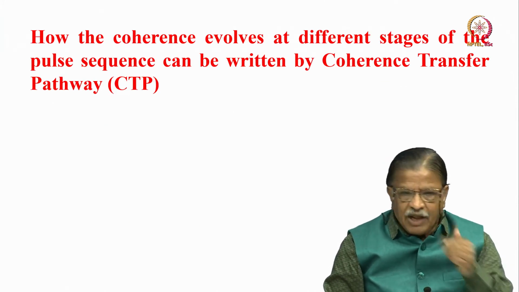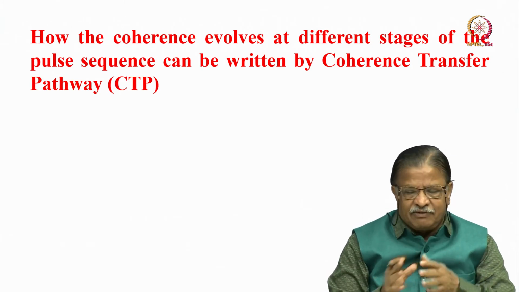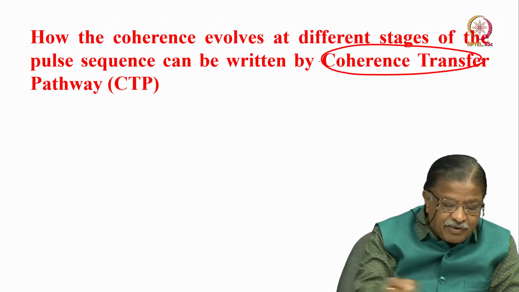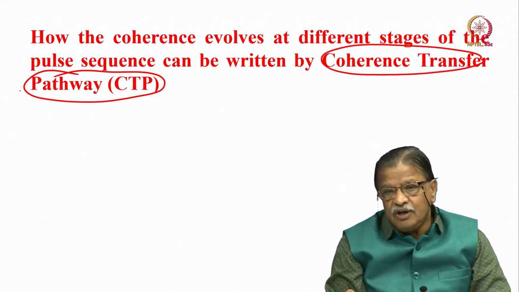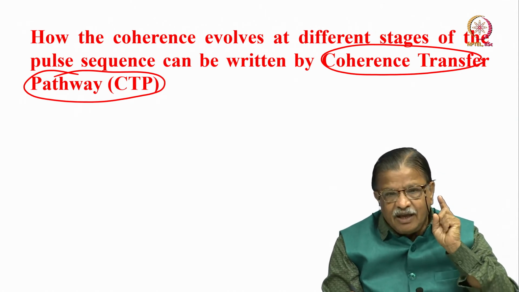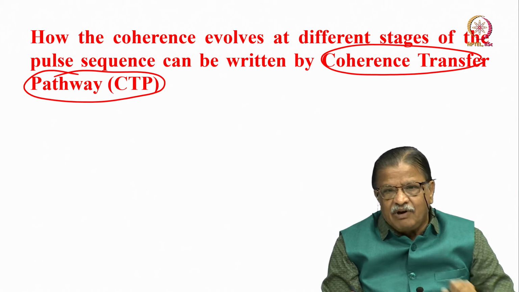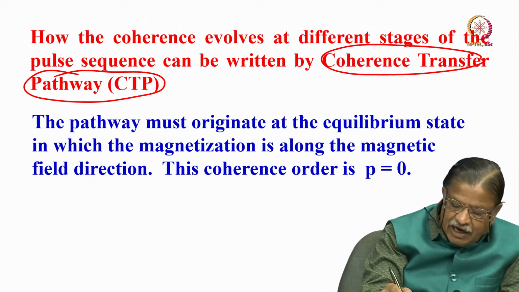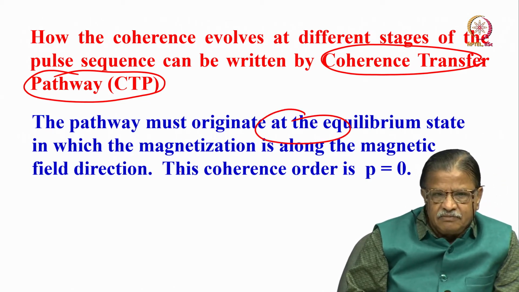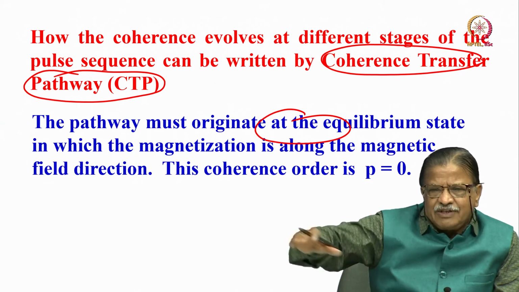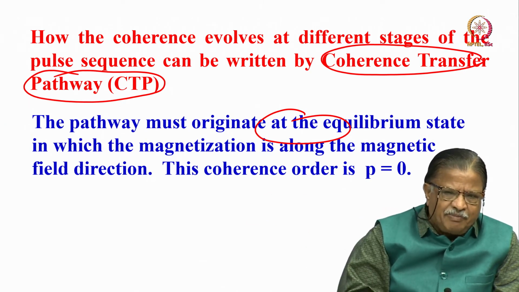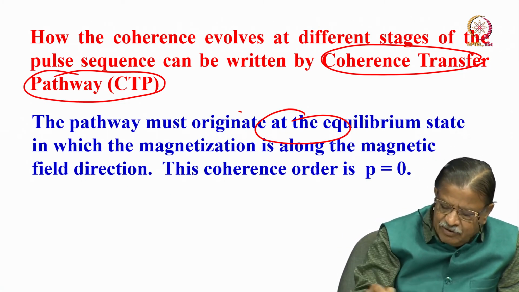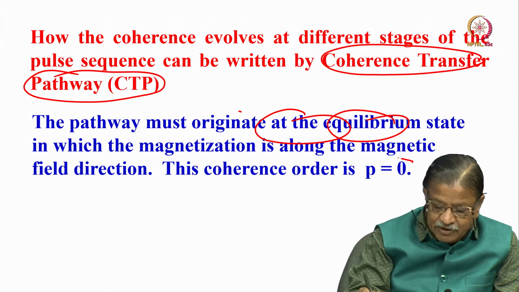But now, how do the coherences evolve at different stages of pulse sequences? This is something we can understand by drawing what is called a coherence transfer pathway. CTP it is called. Using this coherence transfer pathway drawing, I can understand how the coherences are evolving at different stages of the pulse sequence. Now let us look at how we do this. The pathway always starts with equilibrium. If you start somewhere else, with magnetization already in the XY plane, you have created higher quantum order, but you do not know where to start. You always start with equilibrium magnetization, that is p is equal to 0.